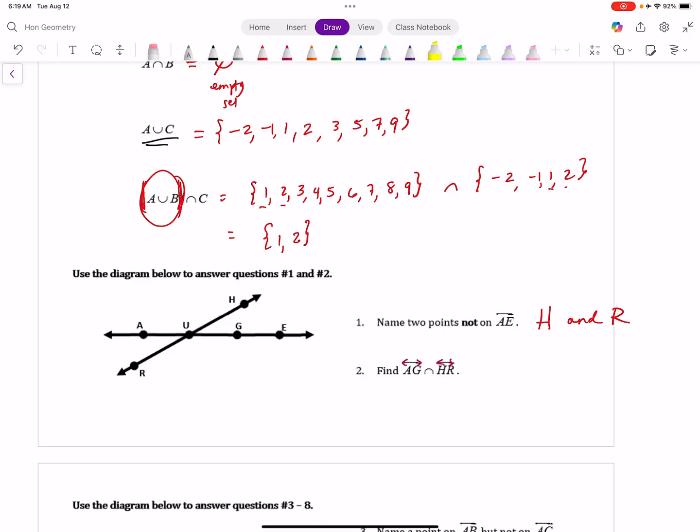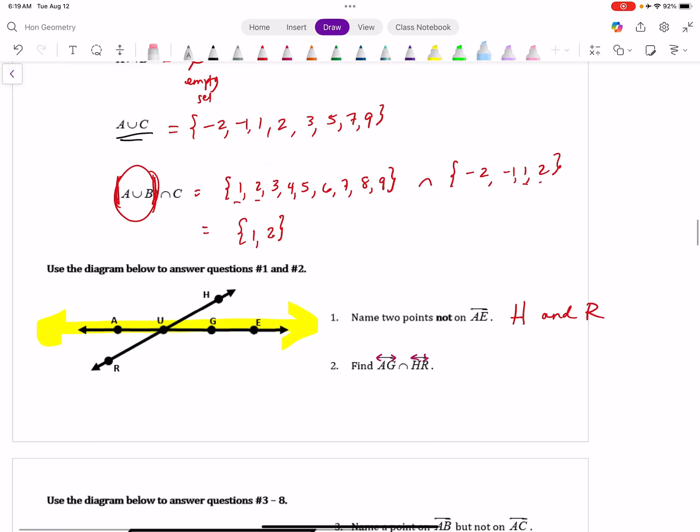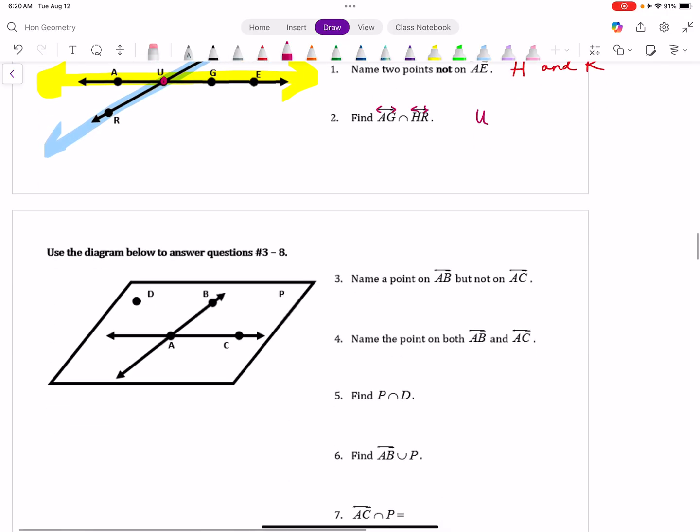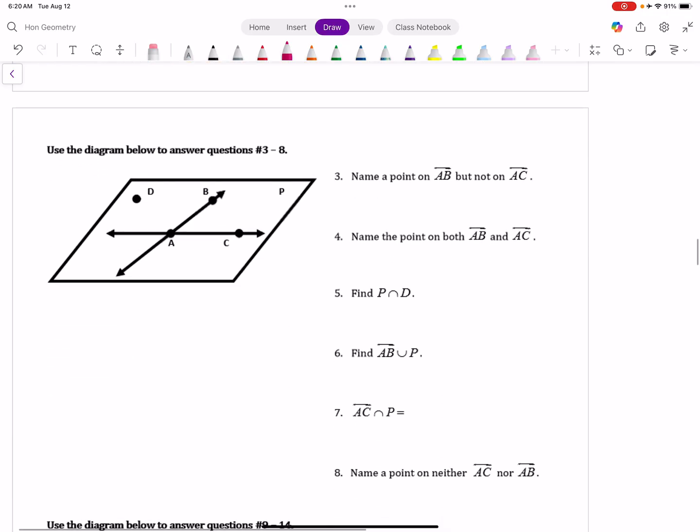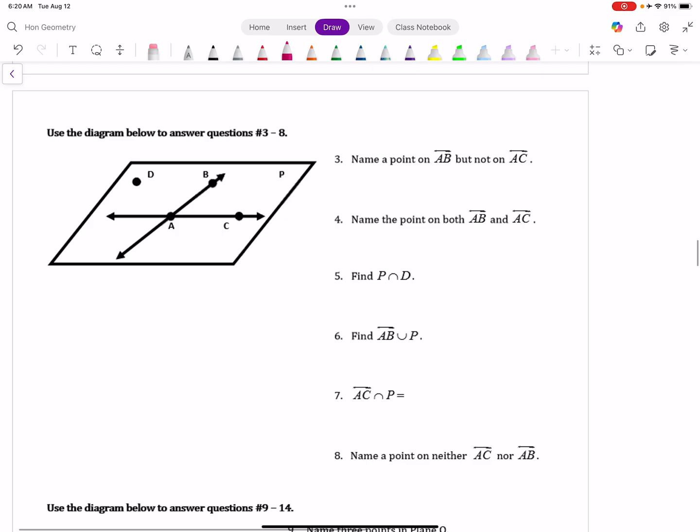Okay, but it says find AG. So I'm going to do yellow and blue because yellow and blue make green. So line AG, that's this line. Line HR is this line. So where's the place where they intersect? It's that one little spot right there where they came together. It'd be point U. Next one, name a point on line AB, but not on line AC. Okay, so on AB, but not AC. Well, that's got to be point B.